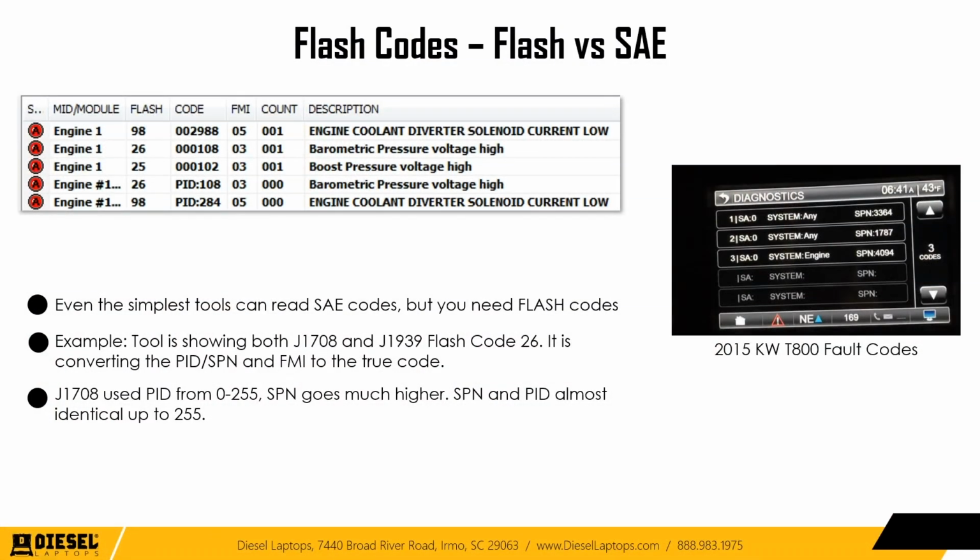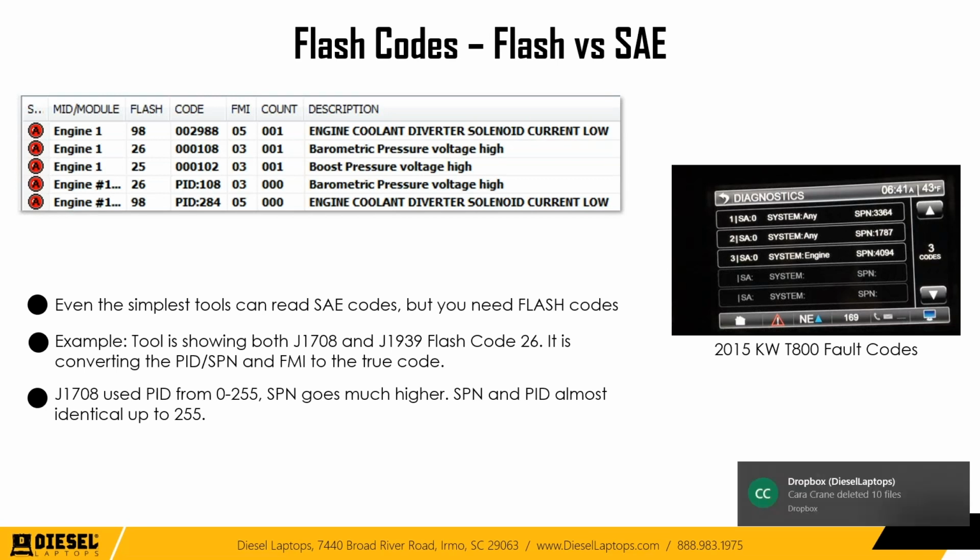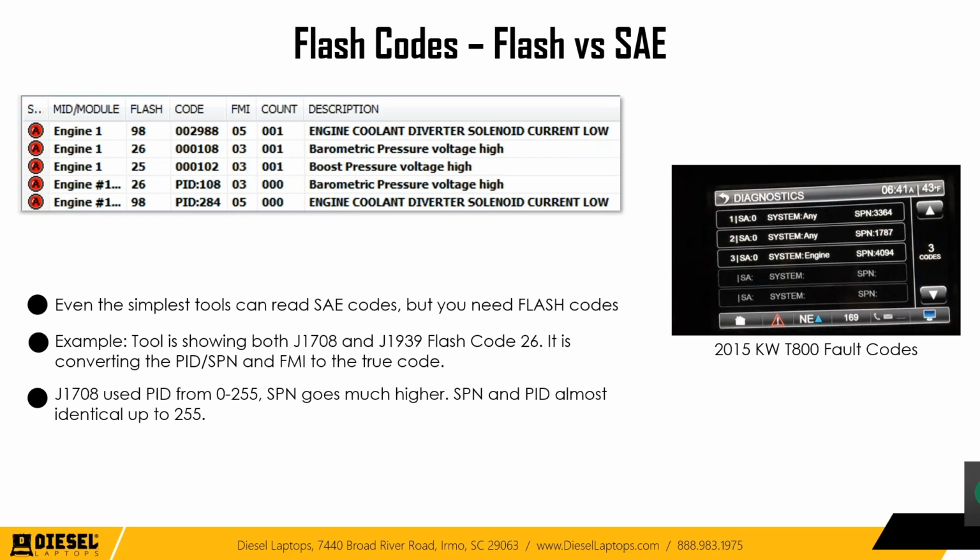So let's start getting a little bit granular. Let's talk about flash codes. So when we talk about tools reading codes, there's really two types of codes that exist. So if you're looking on the table here, and focus on the picture kind of on the far right, that one with the black background. That's a picture of an in-cab display from a 2015 Kenworth T800.